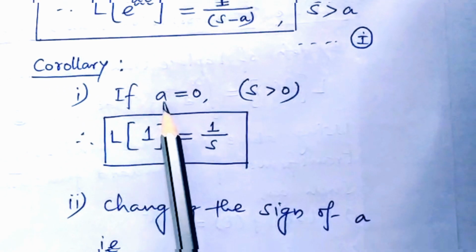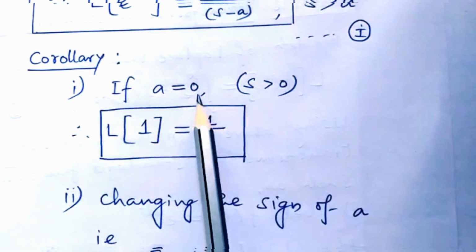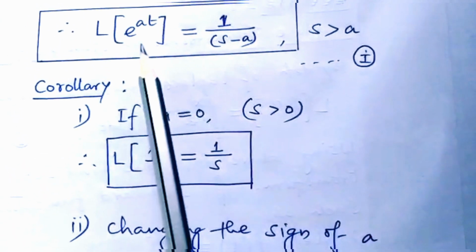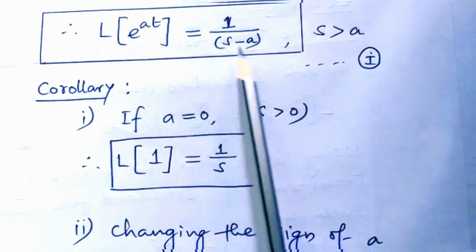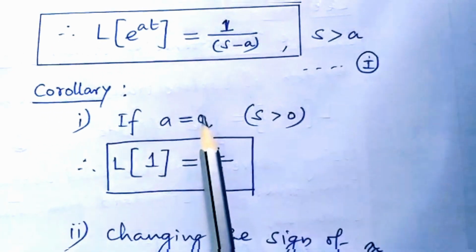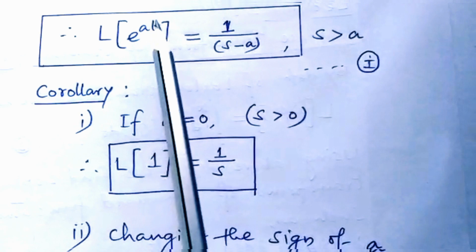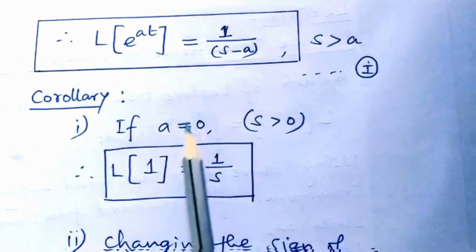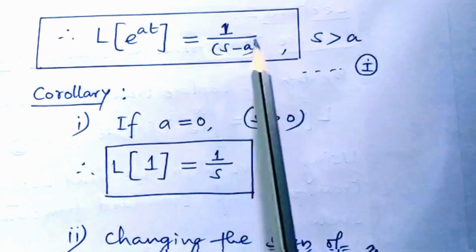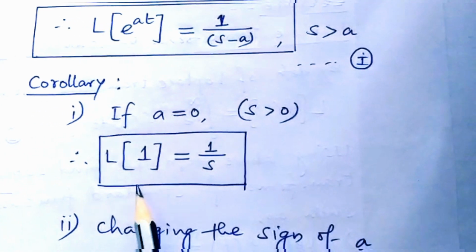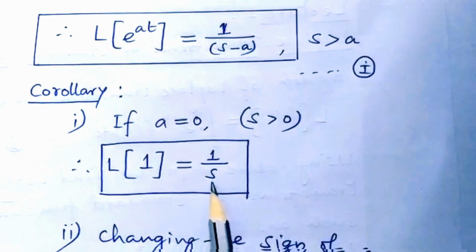Suppose I replace a to be 0, that means s is greater than 0. So here, in the Laplace transform of e raised to at, which is 1 divided by s minus a, if I replace a to be 0, what will happen? e raised to 0, and what is e raised to 0? That is 1, and a equal to 0 I am going to replace even on the right hand side. So accordingly, we will get the Laplace transformation of 1 as 1 divided by s.